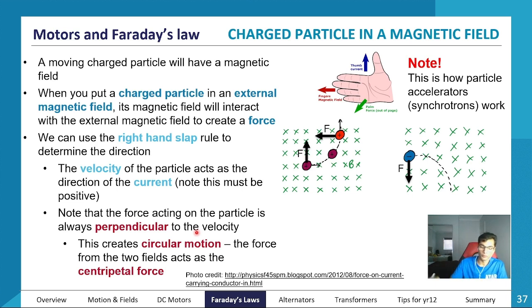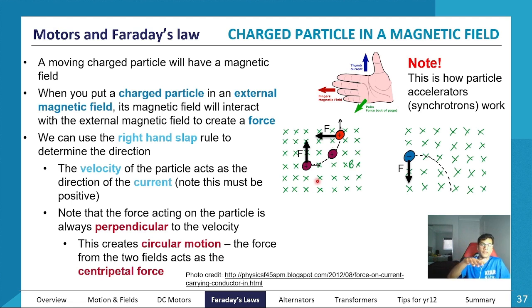So what's happening is, I don't know if you can see that properly, but that is a proton, and it's traveling to the right. We want to find what direction the force is acting. The way we do this is, again, by hand slap rule. We know the magnetic field is going into the page because of the crosses. The magnetic field is going away from us, so our fingers point into the screen.